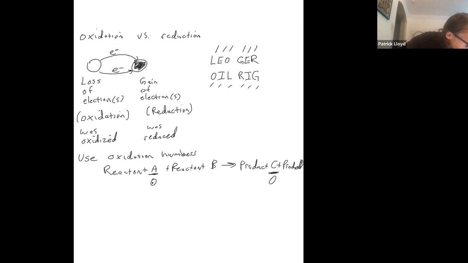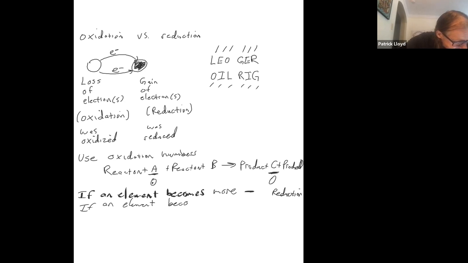So look at each element. If an element becomes more negative, then that's reduction. If an element becomes more positive, then that's oxidation, right? Because again, if you lose electrons, you become more positive. That's oxidation. Leo goes grr. Okay, that's as simple as that.